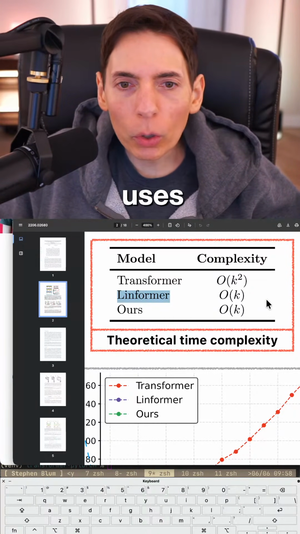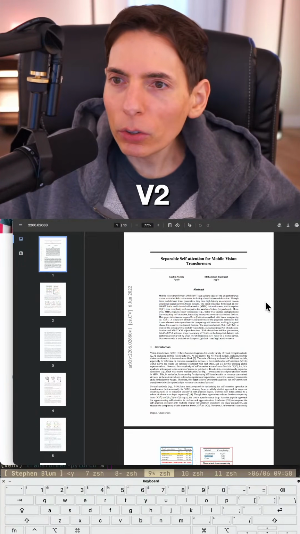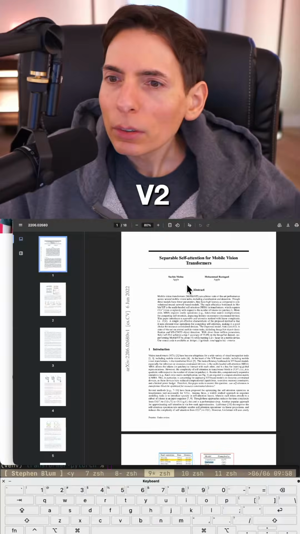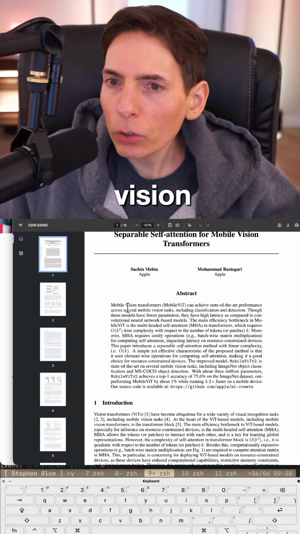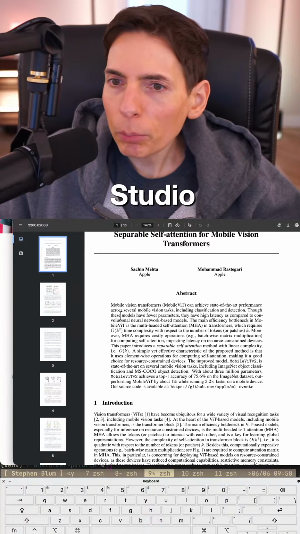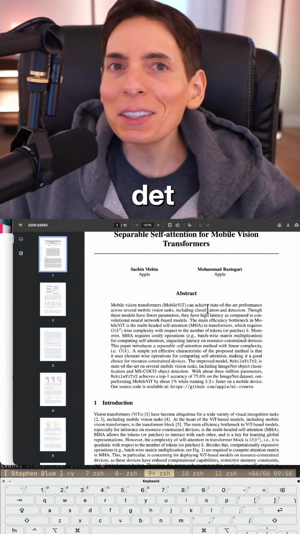The V1 uses quadratic, though. Oh, got it, quadratic. And this is the V2. Is this V2? Mobile Vision Transformer. State-of-the-art performance across several mobile vision tasks, including classification and detection.